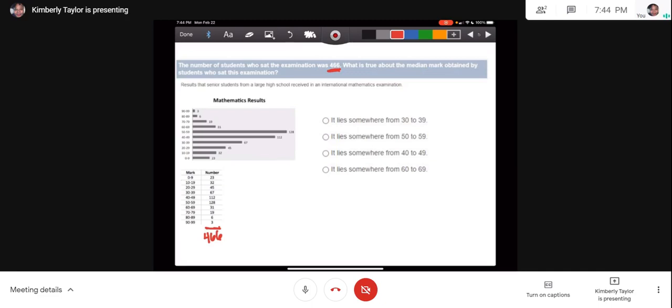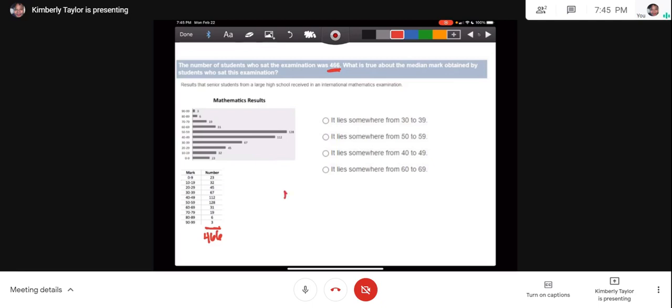There are 23, then 32, 45, 67, 112, 128, 31, 19, 6, and 3. These are how many scores in each category. So in order to find the median score, it's going to be kind of hard for us to find the actual number that represents the median for this, okay? So what we do know is that we have 466 scores or people, and we want to know where the median is going to be somewhere.